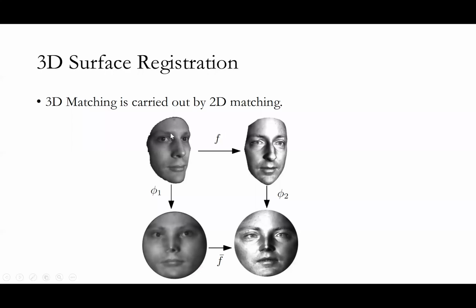Okay. So in computer vision, we can do a lot of 3D surface registration. Here we show two 3D faces. Then we can flatten the faces to the 2D disk, and then we can find a mapping between them. So this gives us a mapping between the 3D surfaces.